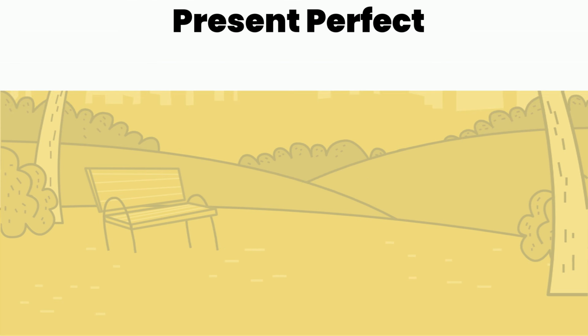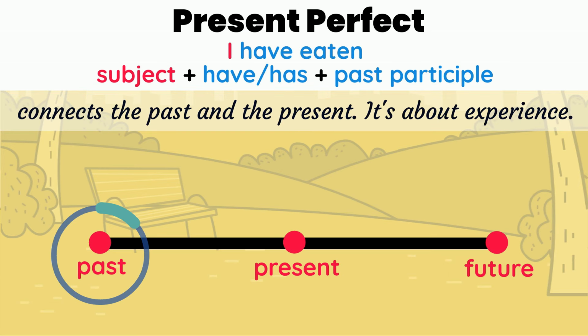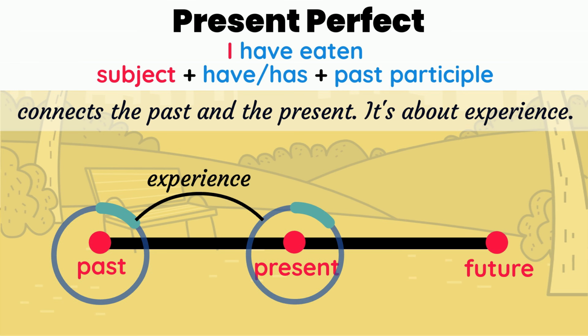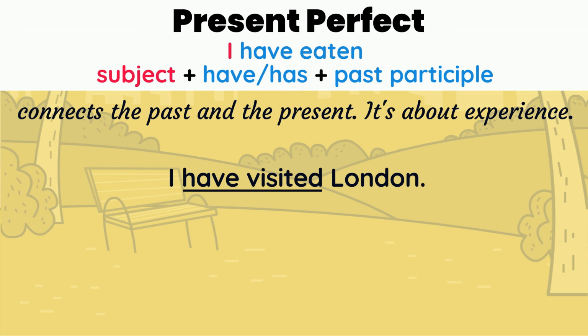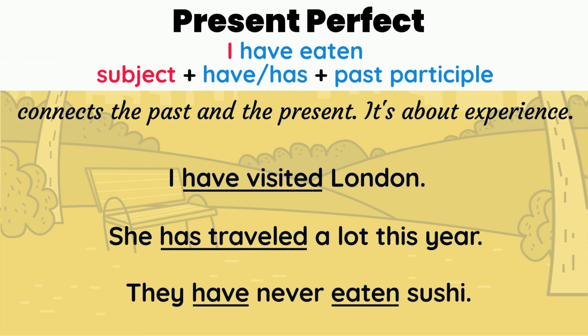Next up is present perfect as in I have eaten. Present perfect connects the past and the present. It's about experience or actions from the past that describe the subject now. So, for example, I have visited London. She has traveled a lot this year. They have never eaten sushi. All of these sentences describe actions that happened in the past that describe the subjects now. It's someone's experience or lack of experience.